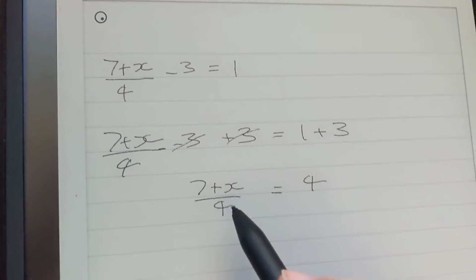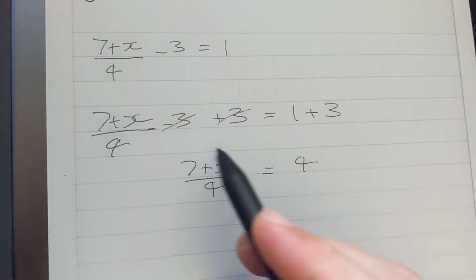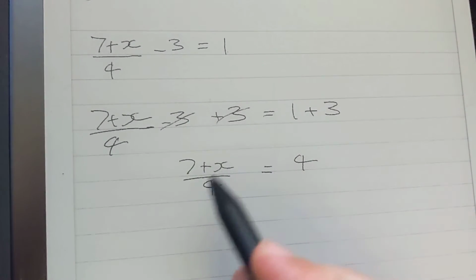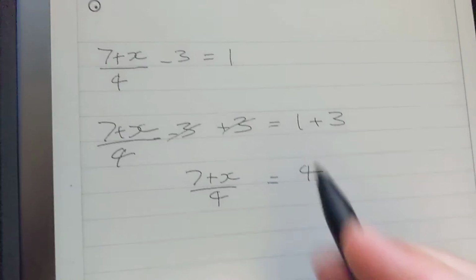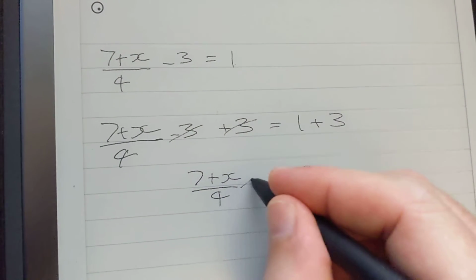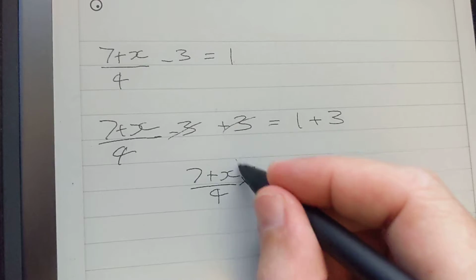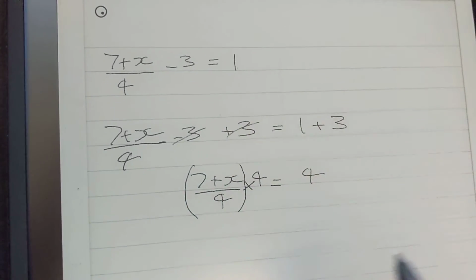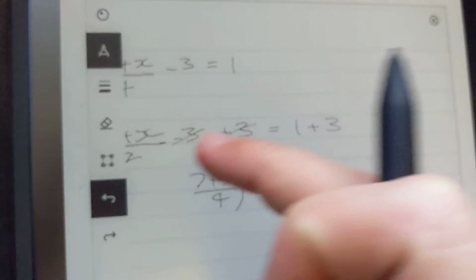Okay, now what number here? I've got 7 plus x, and then the result of all of that is divided by 4. Well, this 4 is sitting by itself. So you know what? I'm going to try to cancel that 4 out by multiplying all of that by 4. Probably don't need those brackets. I'm going to multiply all of that by 4.